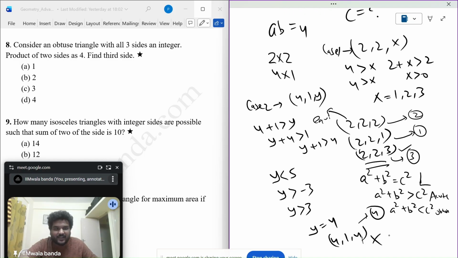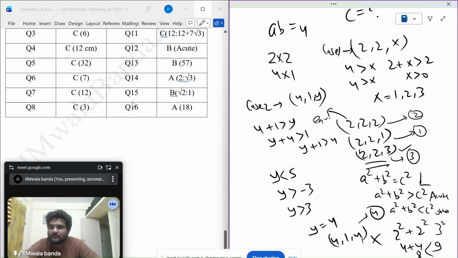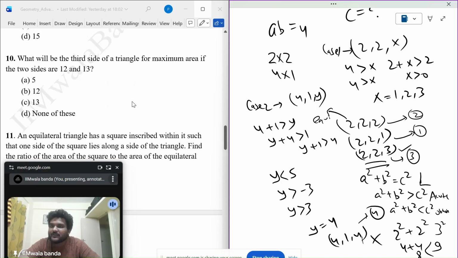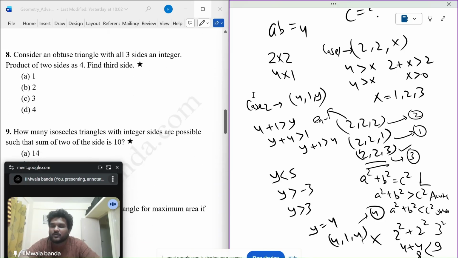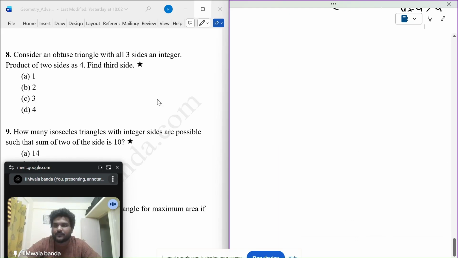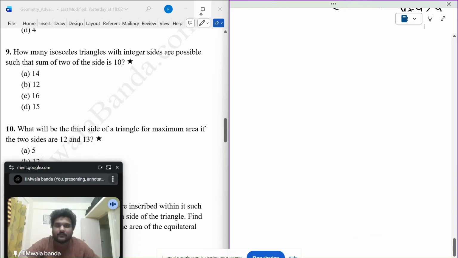Only in this case, I can say that 2 square plus 2 square, which is 4 plus 4, 8, is actually less than third side 3 square, 9. So I think third side has to be 3. Answer for 8 should be C. Yeah, it's a very good question, because if I missed that obtuse triangle, I thought it was number of values, but it's actually saying third side can only be 3. Very good question.